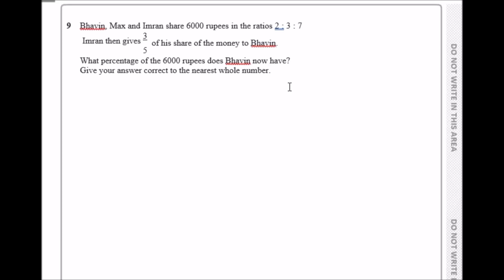All right. So first thing we want to do, we're given ratios. So let's find out how many parts there actually are. With any ratio question, we know that we must add up all the parts. So adding 2 plus 3 plus 7 will give us a total of 12 parts. This means that 6,000 rupees is equivalent to 12 parts.